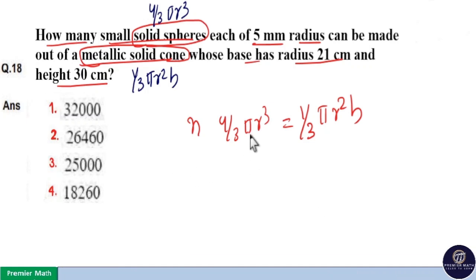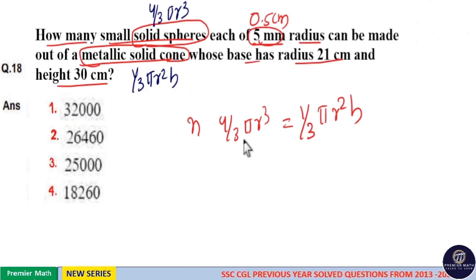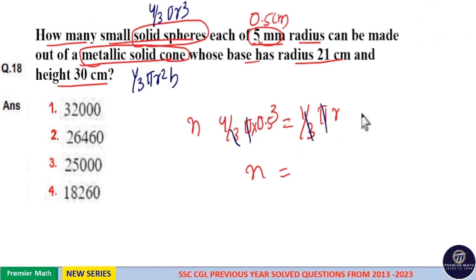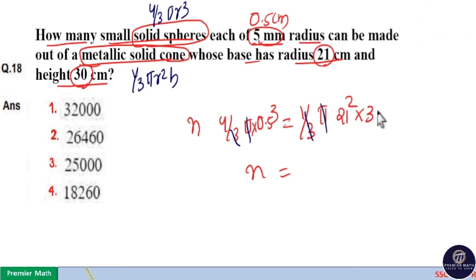Now, here 5 mm means 0.5 centimeter. Now all values are in centimeter. Just put the values here. Here n is equal to, 1 by 3 pi and 1 by 3 pi cancel. And here r cube for solid sphere is equal to 0.5 cube. And r square h for cone is equal to, r is equal to 21, so 21 square into h is equal to 30.